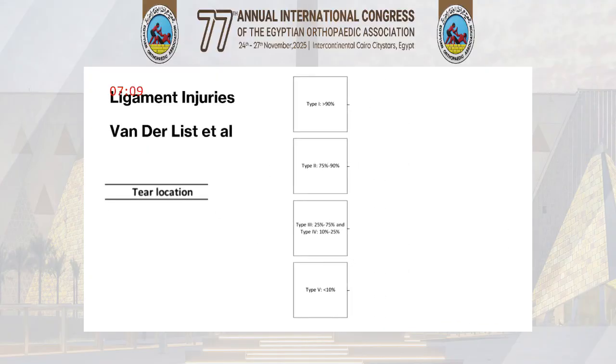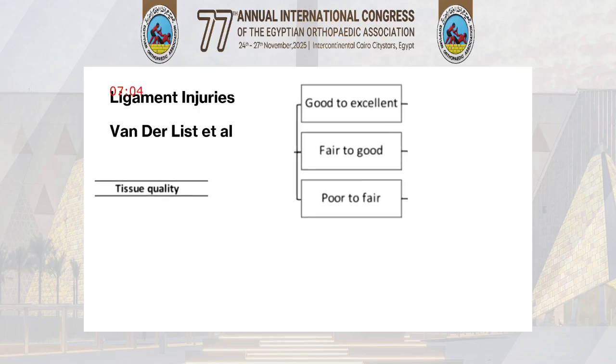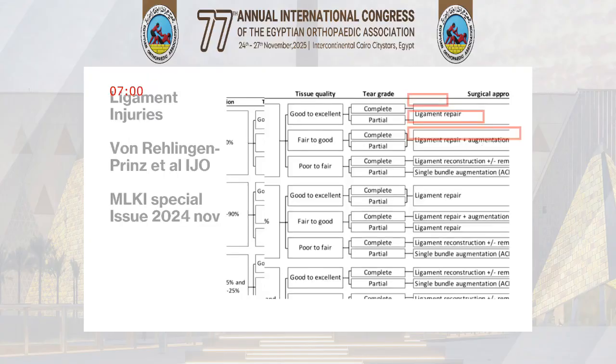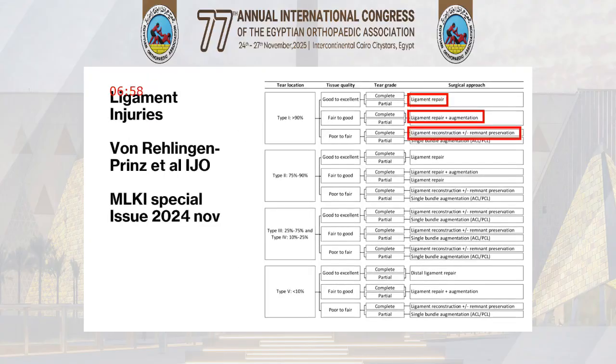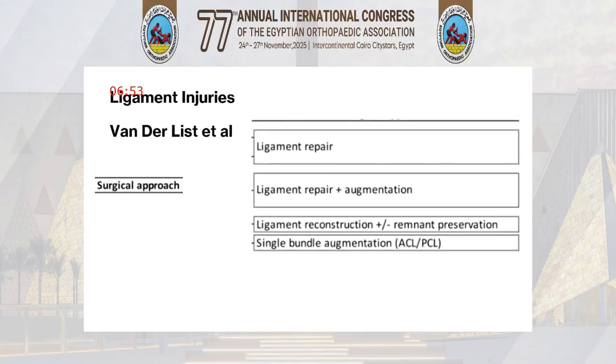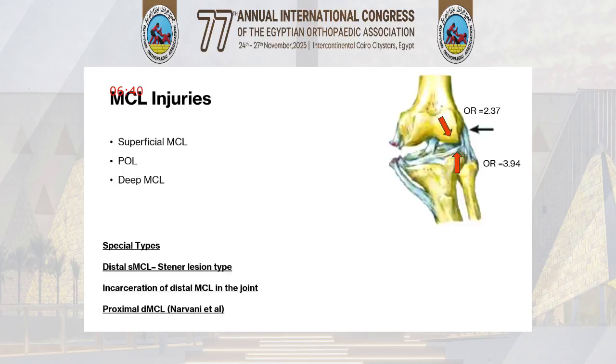Management would depend on various factors, and this includes tear location, tissue quality, the tear grade, and this would reflect on the grade of laxity. Options of management are ligament repair, repair with augmentation, and reconstruction. We have published multi-ligament knee injury issues in the Indian Journal of Orthopedics recently, and those would be good issues to go through.